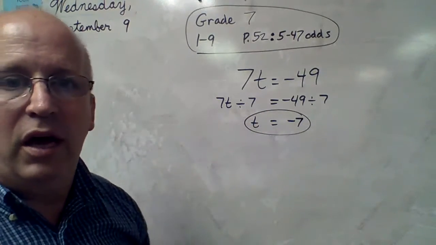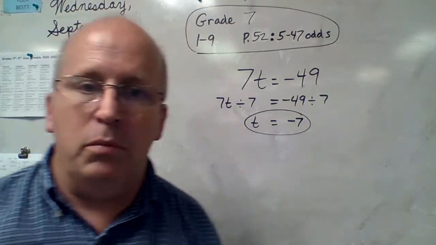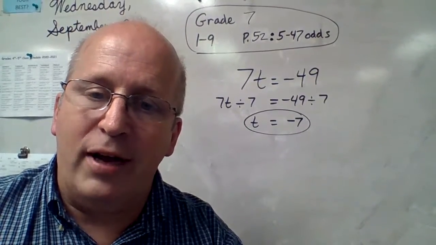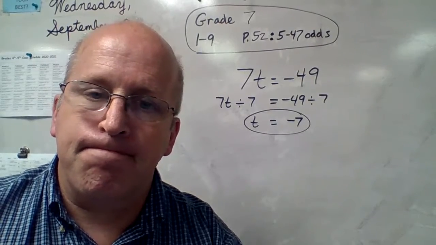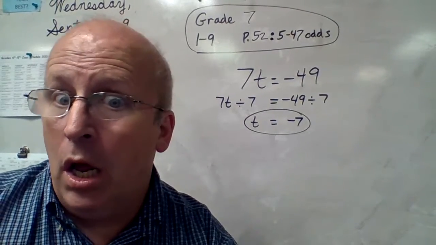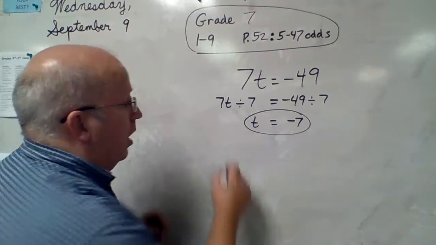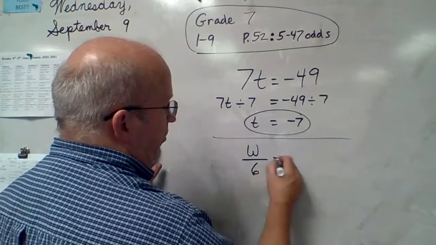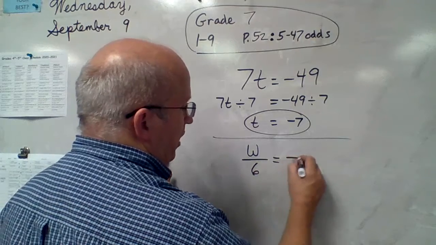So here's the kind of work we're doing. See how it's similar to using inverse operations to add or subtract? Yep. Let's try another one. How about the following problem? W over the top of 6 equals negative 10.